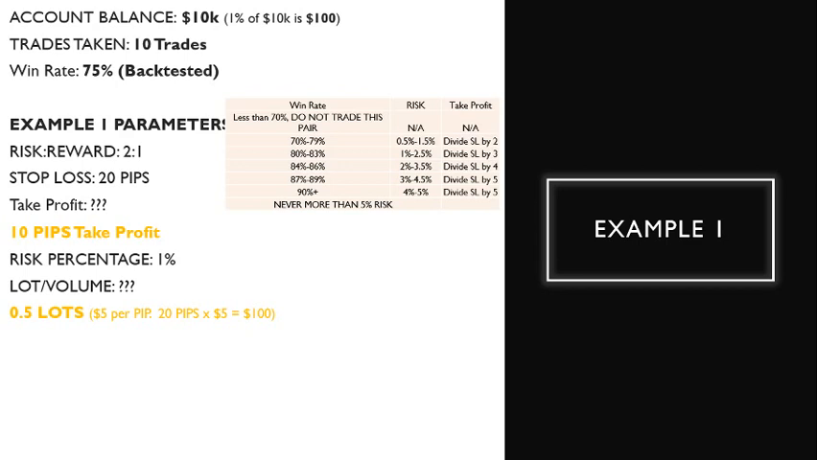You guys know what lots are, right? Volume lots. You guys know what that means? Okay. So 20 pips times $5 is $100. $100 is 1% of $10,000. Right? Okay.